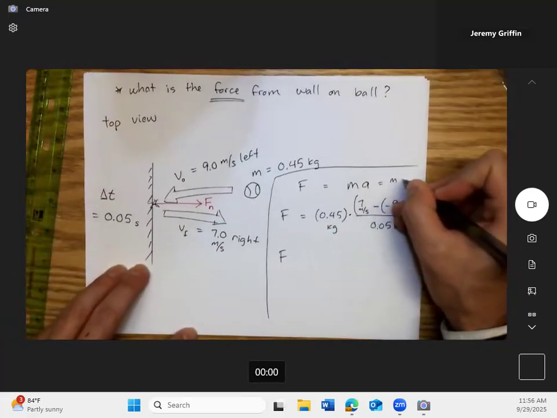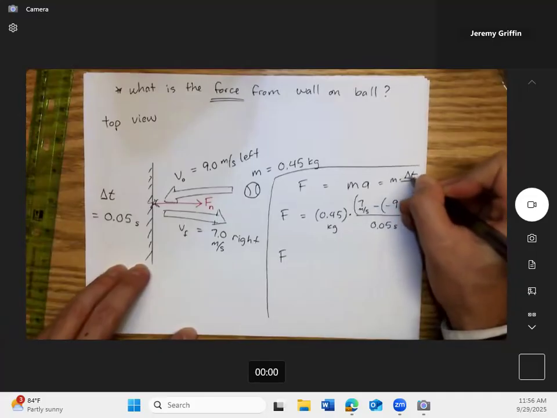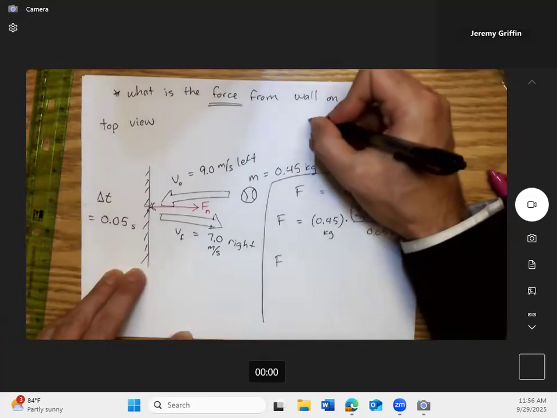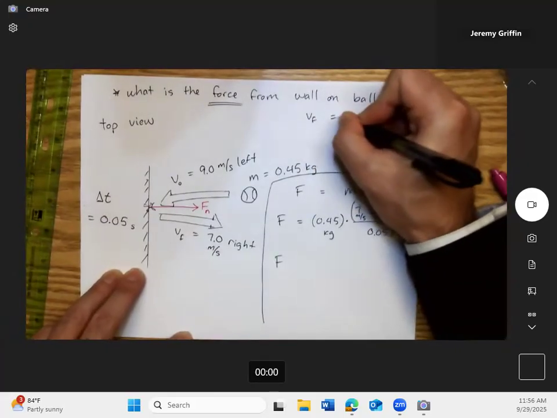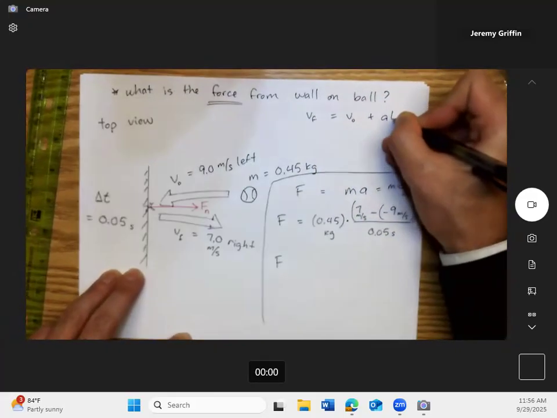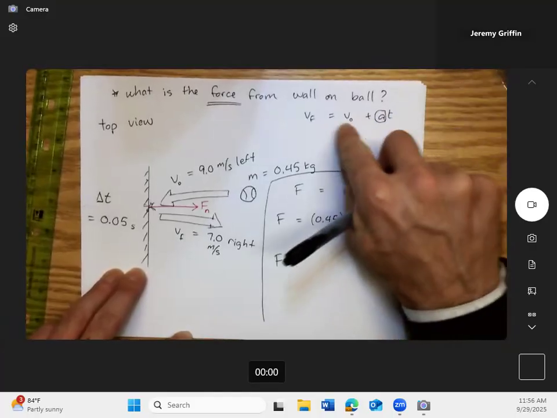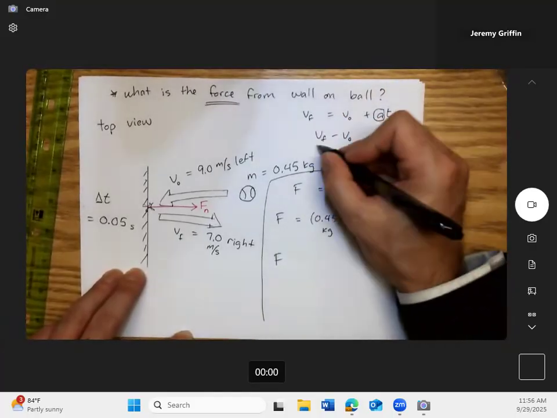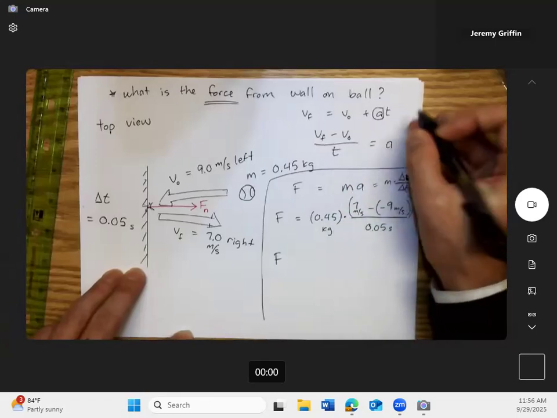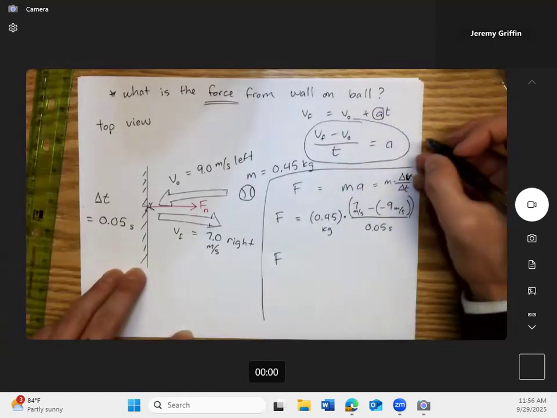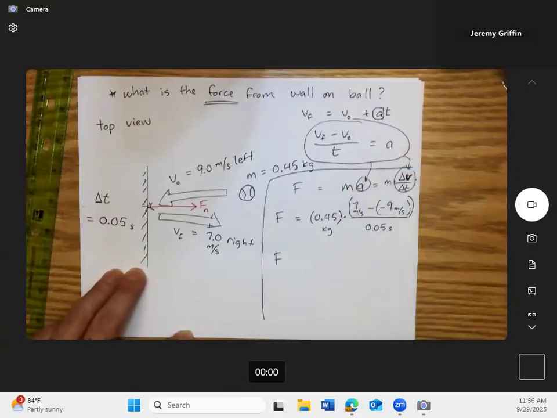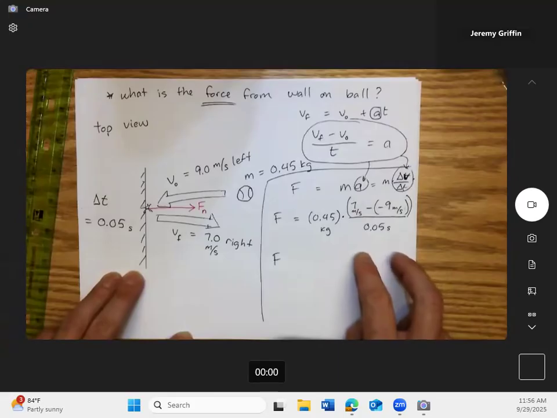How did you rearrange the kinematic equation? Here, I'll do that too. So we started with final velocity equals initial velocity plus at. If I'm solving for this a, I can subtract the v naught, so vf minus v naught, then divide by t. That's equal to a. And that fits in right there. So change of velocity over time interval.